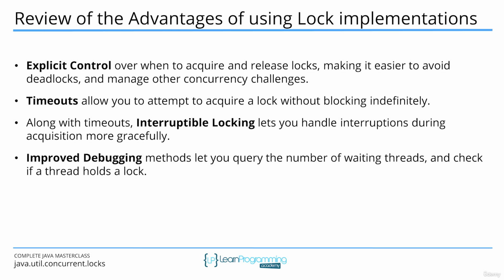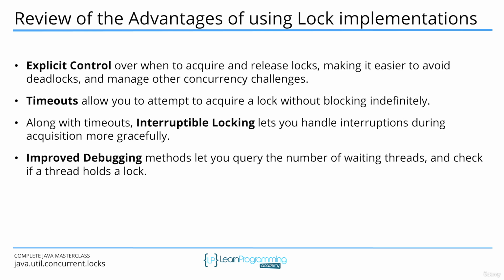You've also seen from some of the methods on the reentrant lock, there's improved debugging methods that let you query the number of waiting threads and check if a thread holds a lock. In addition to these advantages, there are other more complex locking topics such as condition variables and custom lock implementations. While the explicit lock offers all of these advantages, you want to use it judiciously. In many cases, the monitor lock is sufficient and easier to use for basic synchronization needs.